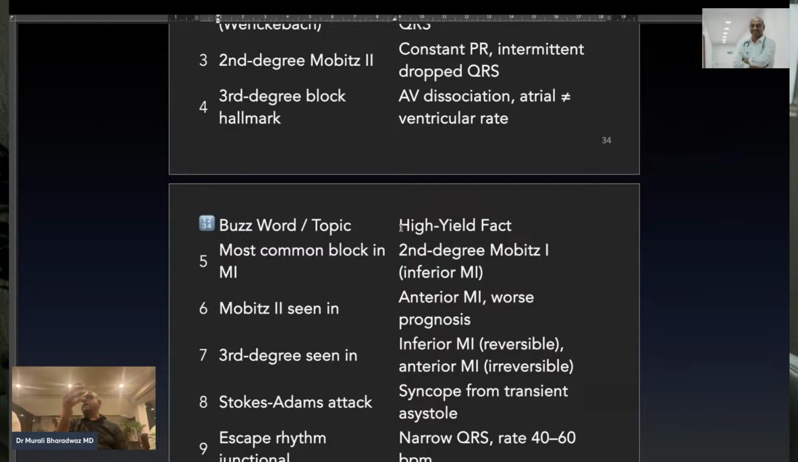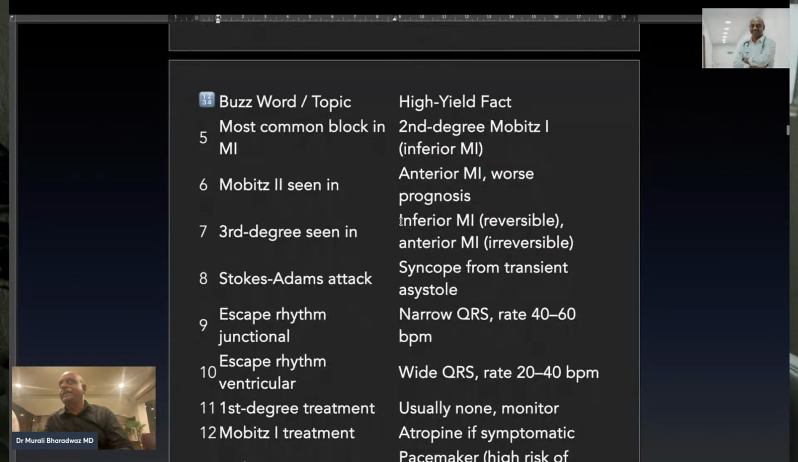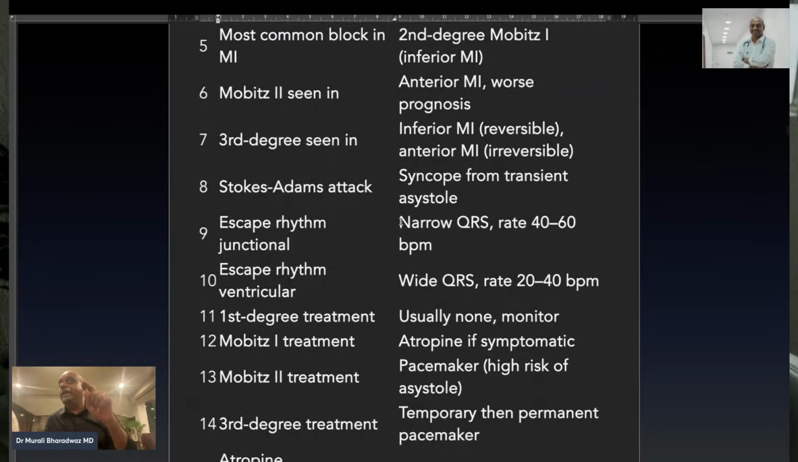Then third degree block: there's an AV dissociation, atria at their own rate, ventricle at its own rate, because there is no conduction of the atrial impulses into the ventricle. That's the reason atrial rate and ventricular rate are different. The most common block that you see in MI is second degree Mobitz type 1 block, especially in inferior wall MI.